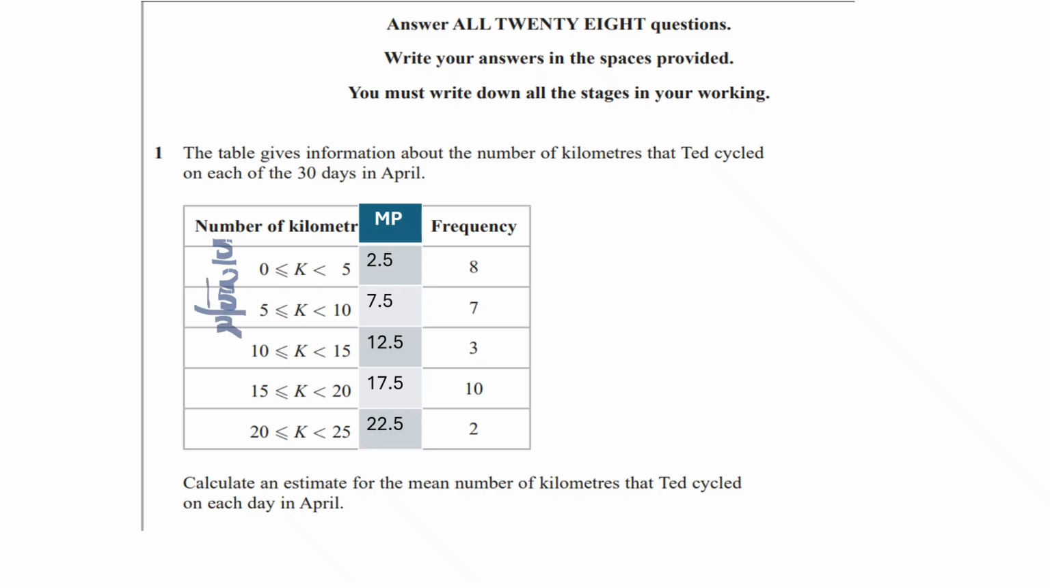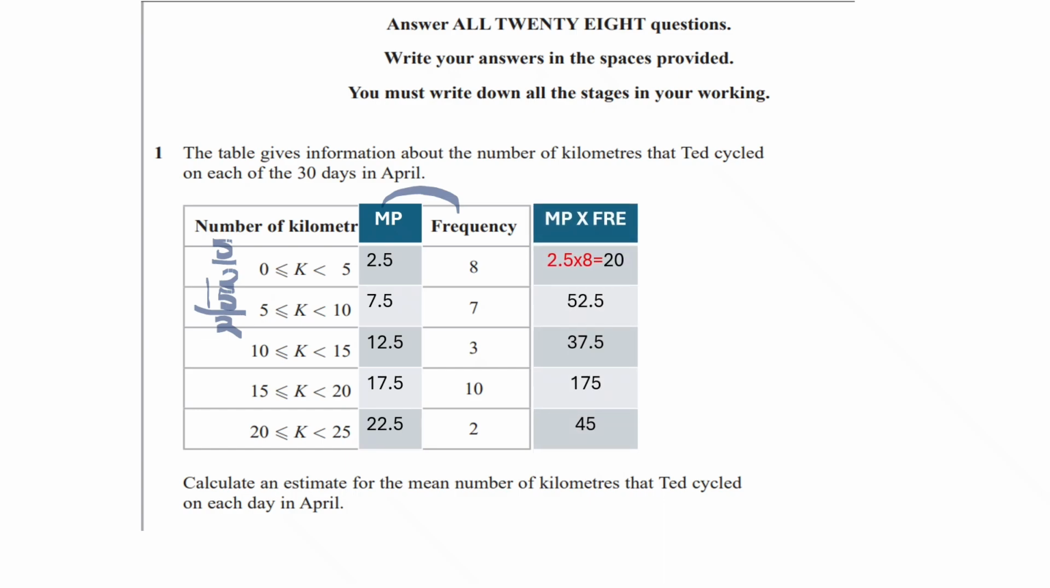Another column is when you multiply the midpoints times the frequency. So you'll have this 2.5 times 8 is 20, 7.5 times 7 is 52.5, and so on. Now, what we'll do next is we add all these down here, and we add all these down here. So you will have 30 and 330. So we just add it.